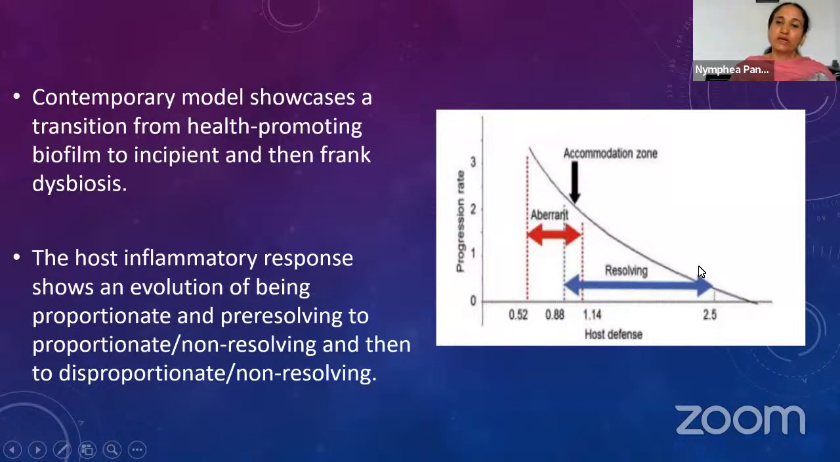So it goes from here to the progression of disease rapidly. Up to here, there is a resolution. Even if there is some amount of organisms there, there will be resolution. There is some accommodation zone, and then when it goes out of control, only then does the disease progress at very rapid rates.